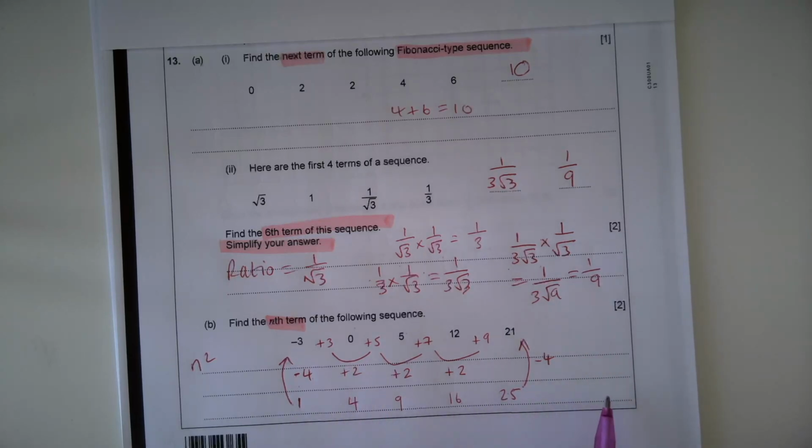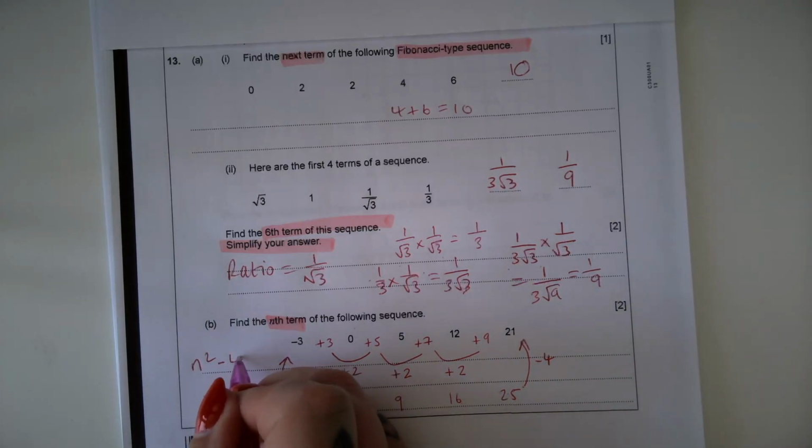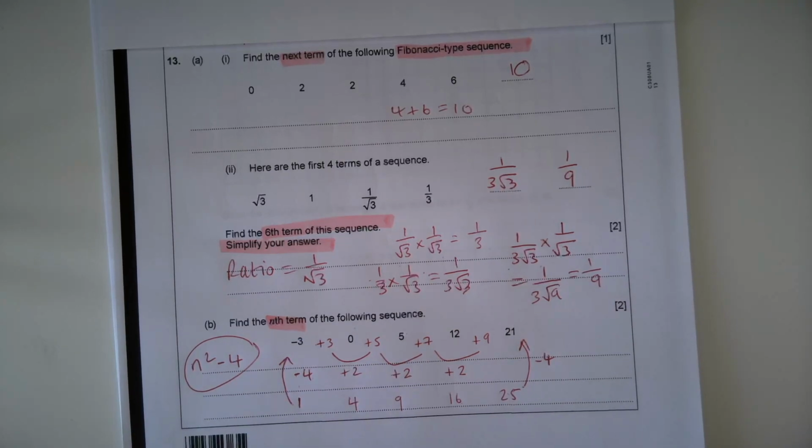So we've subtracted 4 every time, so I can simply write that the nth term of this sequence is n squared subtract 4. If I wasn't doing the same thing to get from the squared number sequence to the sequence that we're dealing with, if it was a different number each time, there'd be additional steps. But for this one, the answer is n squared subtract 4.